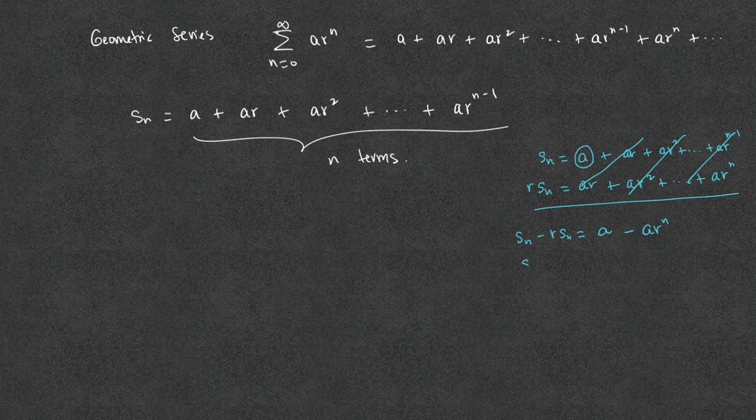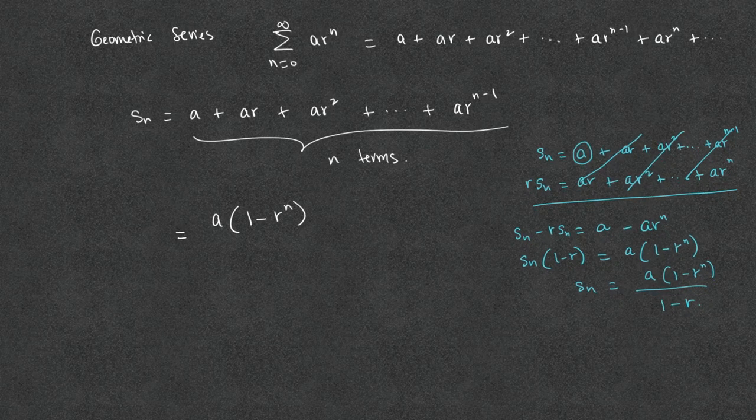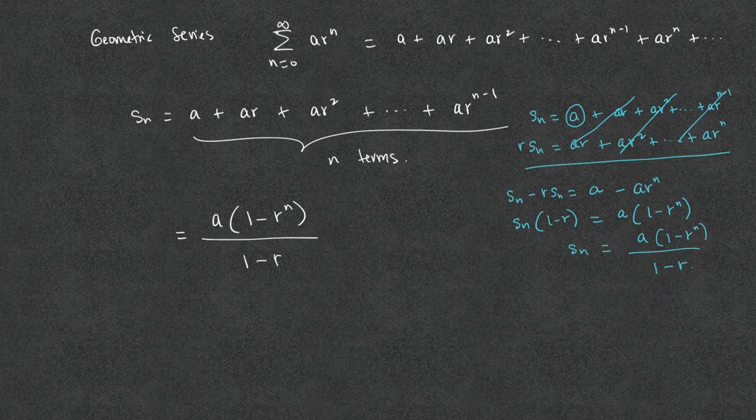If we factor out S sub n, then the left-hand side is S sub n times the quantity 1 minus r, and the right-hand side is a times the quantity 1 minus r to the n. So S sub n is a times 1 minus r to the n power over 1 minus r. Regardless of what r is, the sum of the finite terms always converges, and this partial sum is a times the quantity 1 minus r to the n divided by 1 minus r.